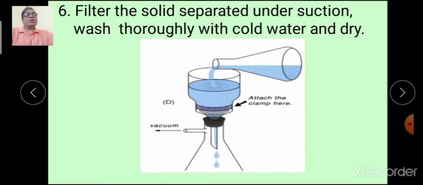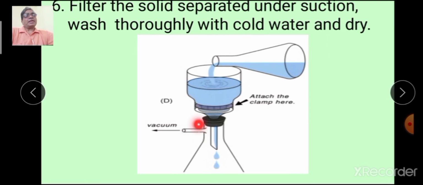Here you have to filter the product using the suction pump. This is attached to the suction, and this is a Buchner funnel, filter and take the precipitate.